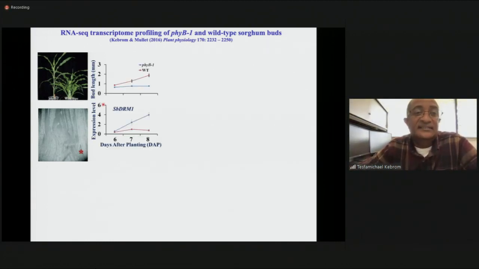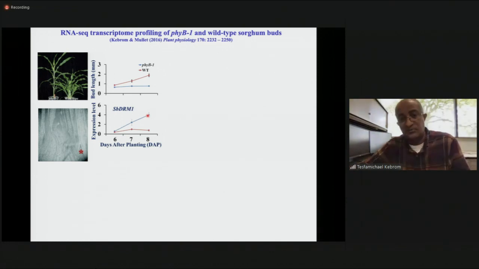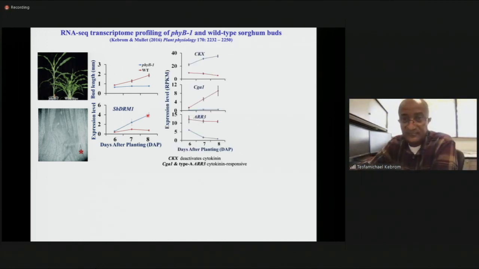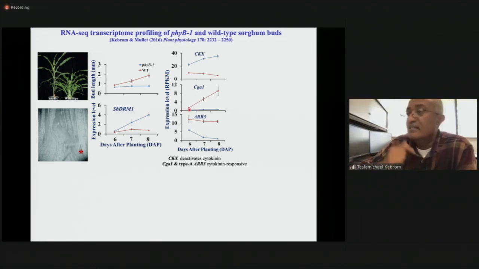So as I have shown earlier, at 6 days after planting, the buds in 5B1, in this one and this one, are comparable in length, and the expression of the dormancy marker gene was low in both. Then after 6 days after planting, the bud in the 5B1 stops growing, and the expression of the dormancy marker gene was upregulated, telling us that the bud became dormant after 6 days after planting.